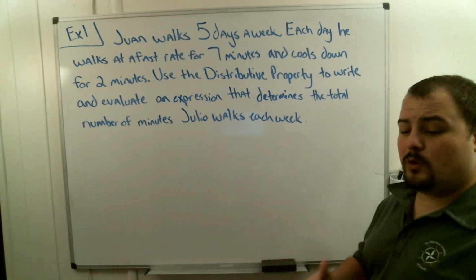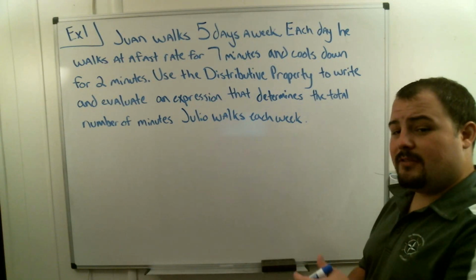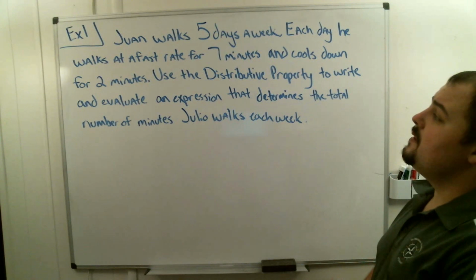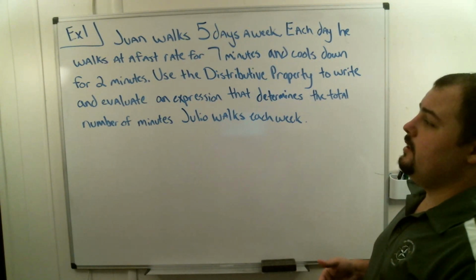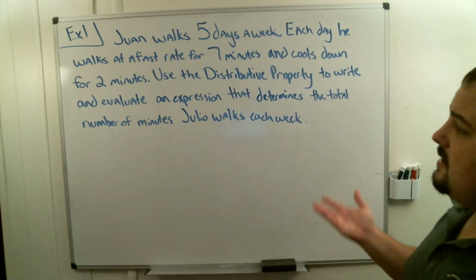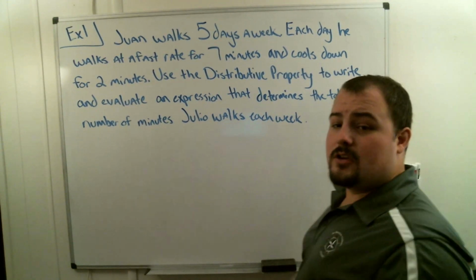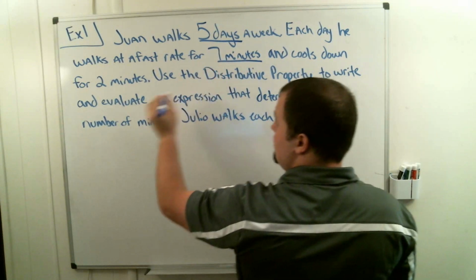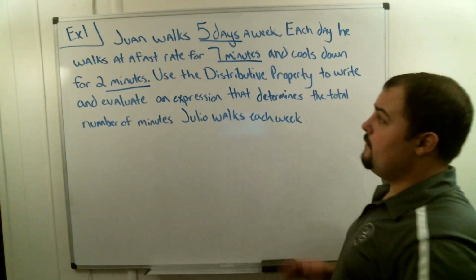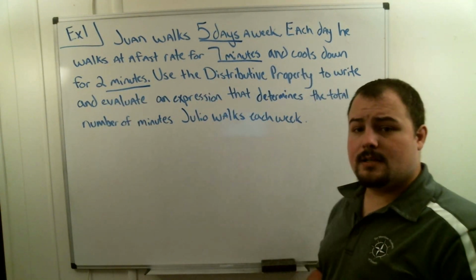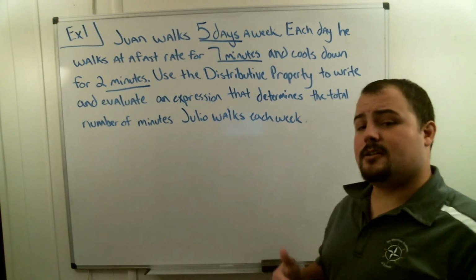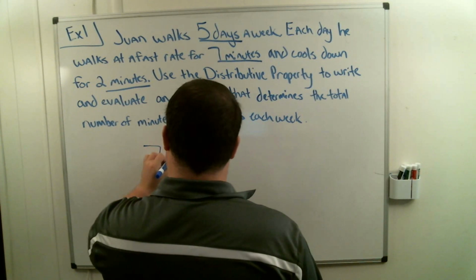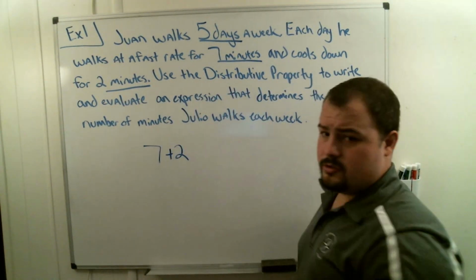So we need to talk about what's the thing that we have that's the same and what's the thing we have that's different, so we can figure out what goes on the outside and what goes on the inside. So we know that Juan walks 5 days a week. Each day he walks at a rate for 7 minutes and for 2 minutes. One of the things that you can do when looking at a math problem is you can underline anything that might involve numbers. So 5 days, 7 minutes, 2 minutes. Now I'm looking at this and I see that minutes are the same. So what I'm going to do is I'm going to say, well, I know he's walking for 7 minutes, plus he's walking for an additional 2 minutes.